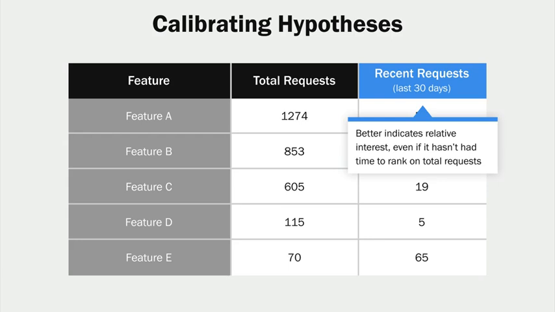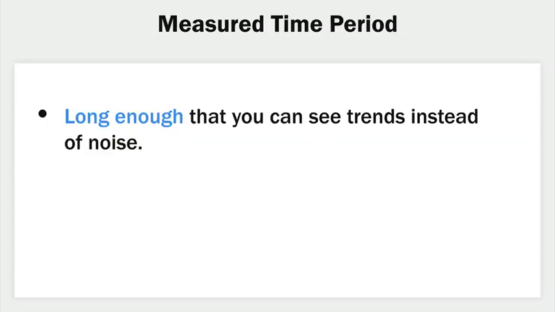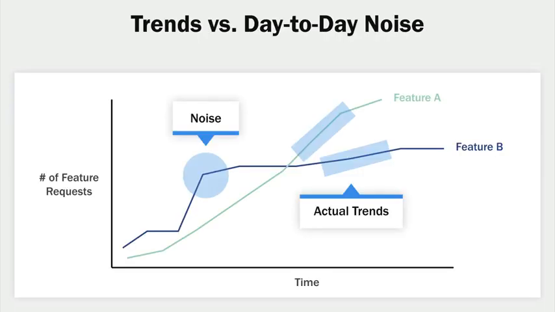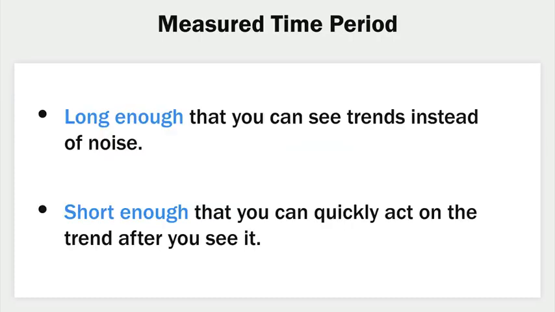The time period you choose to measure recent requests over should be long enough that you can see trends instead of noise. There's lots of day-to-day noise in how many requests any given feature receives. This noise tends to settle out over longer periods of time, and short enough that you can quickly act on the trend after you see it. This is so you can be more responsive as a product team.